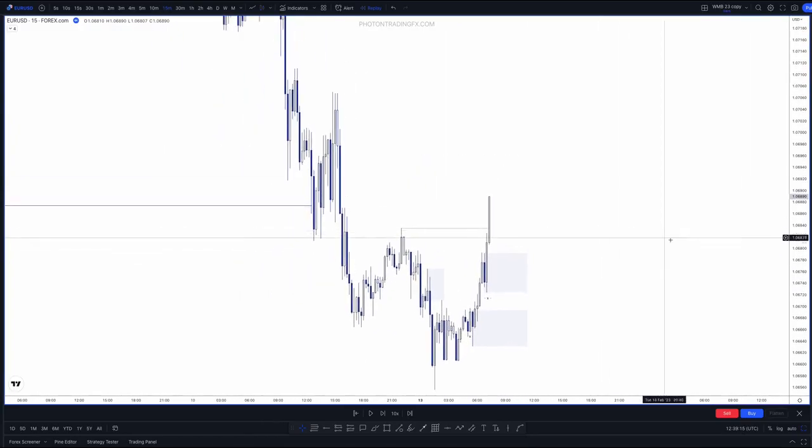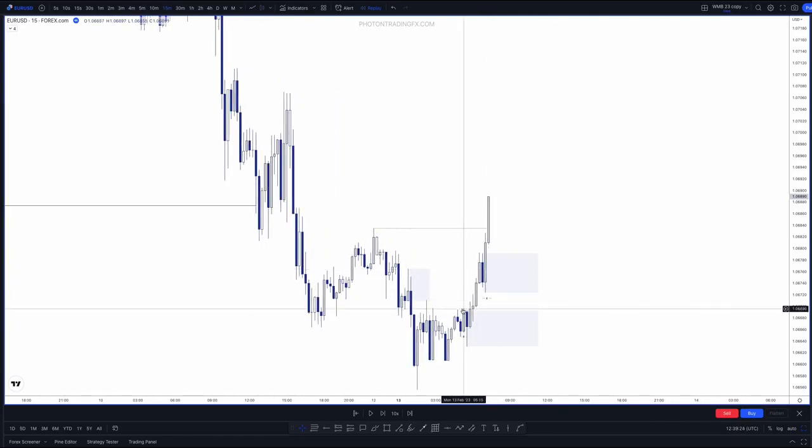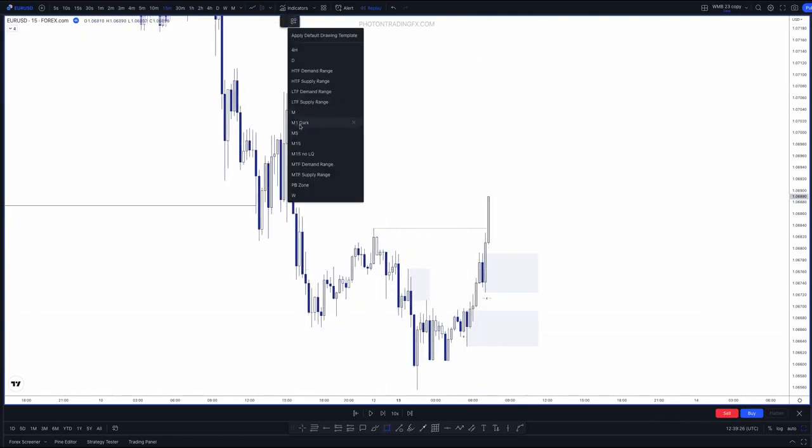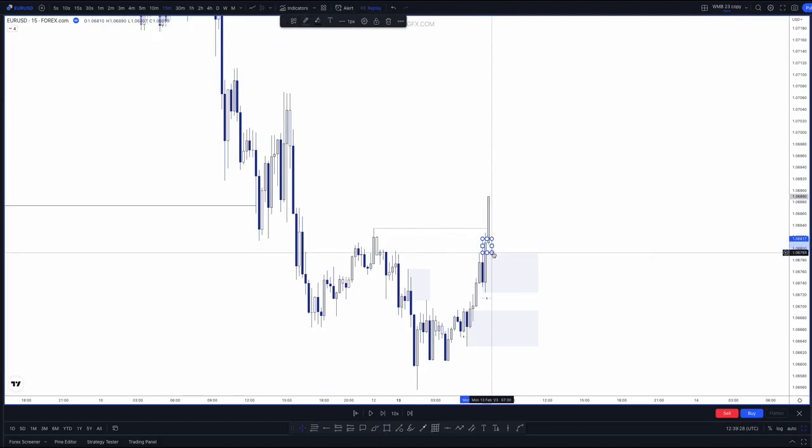So two POIs there. Bottom one has a lot more going for it. It's a sweep flip, has inducement, unmitigated extreme, better priced. This one doesn't sweep liquidity, doesn't have any inducement. It did lead to an IBOS.